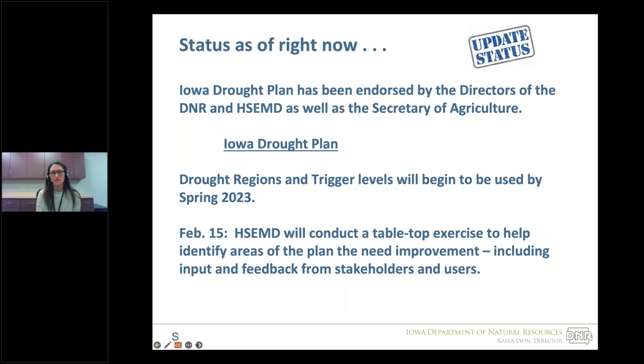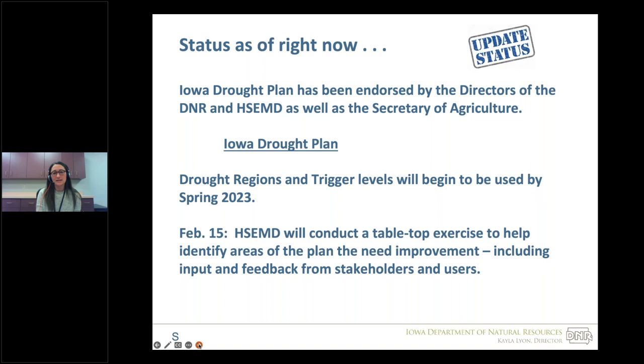And so over the next couple of years, we will be reviewing the plan. As of now, we have set a 2-year mark to do the first update. And then from there, every 5 years, we will look at updating the plan. And that corresponds with every 5 years, we submit a state hazard mitigation plan. And so a lot of the work that we did for this drought plan, we're also using in our state hazard mitigation plan. So no legislative adoption, but our directors did endorse, as well as the Secretary of Agriculture did endorse this plan.